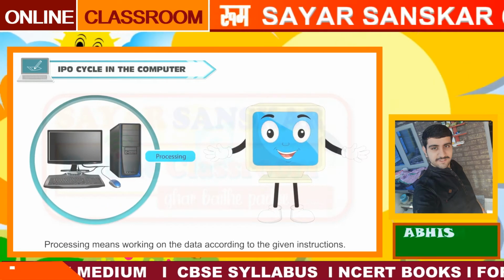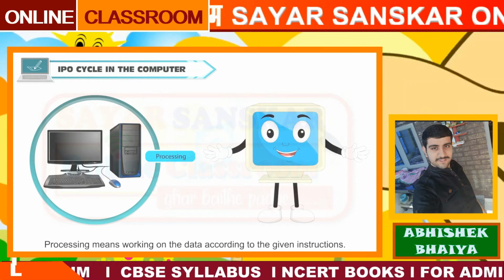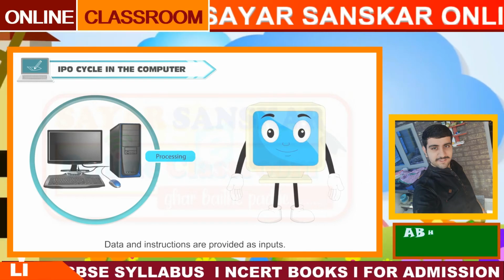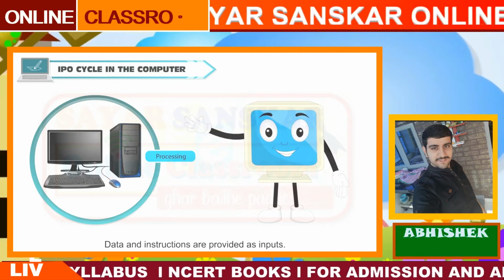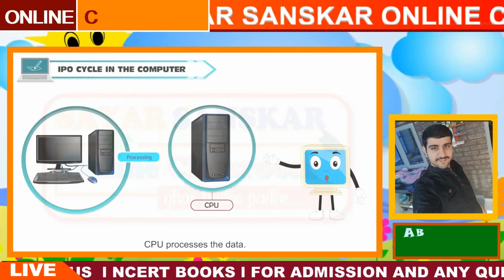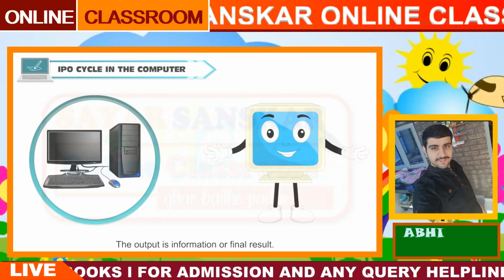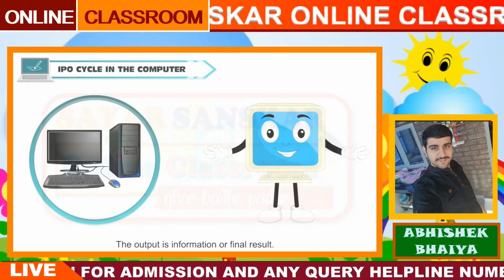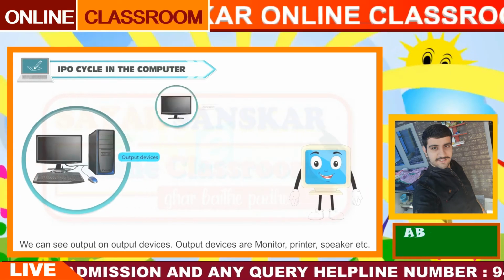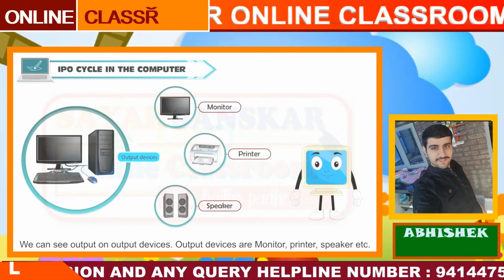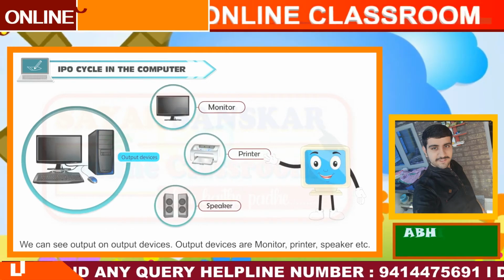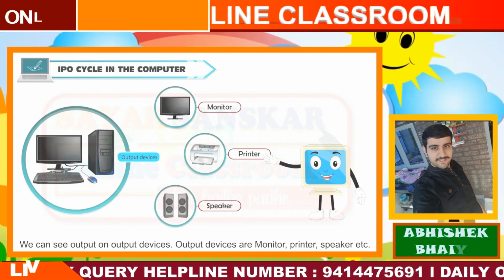Processing means working on the data according to the given instructions. Data and instructions are provided as inputs. CPU processes the data. The output is information or final result. We can see output on output devices. Output devices are monitor, printer, speaker, etc.